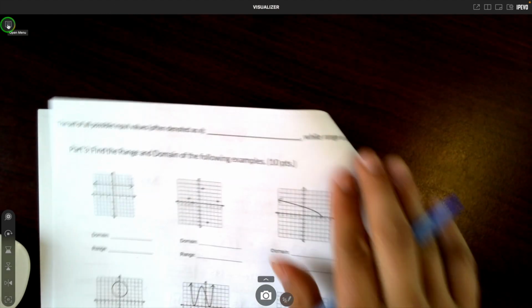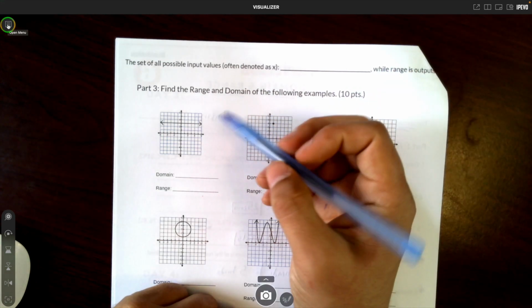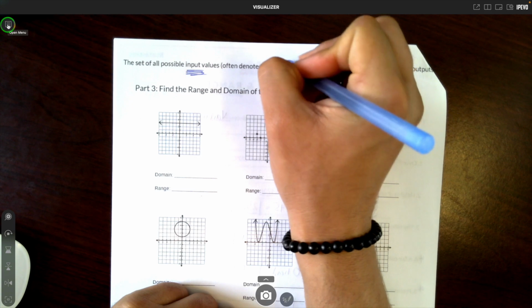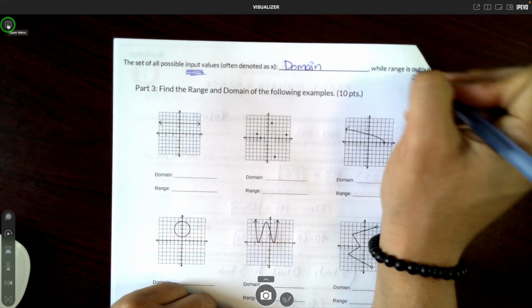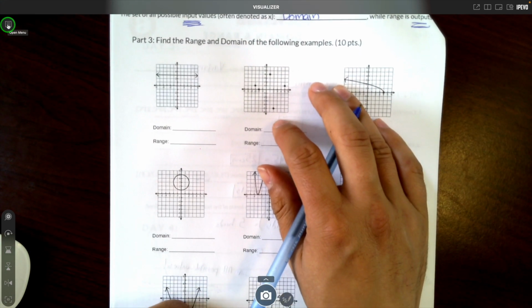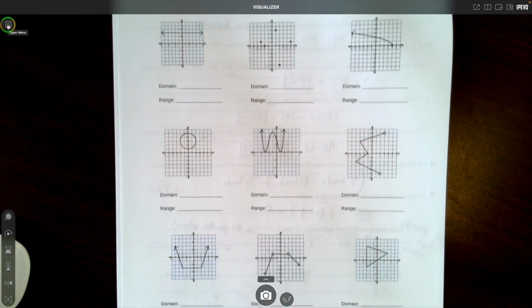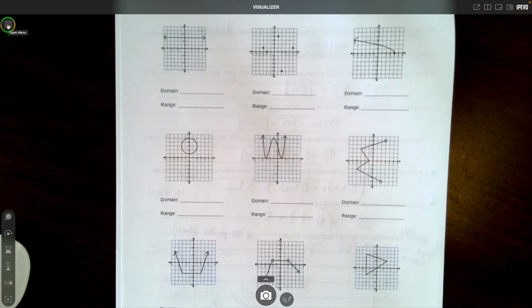Let's flip the page. Another vocab word. I think we've already talked about it. See if you can figure it out. All possible input values, that's your domain. Output values, that's your range. All right, so take a pause. See if you can figure out the range and the domain for all of these. And then I'm going to go ahead and put up the answers in just a little bit.